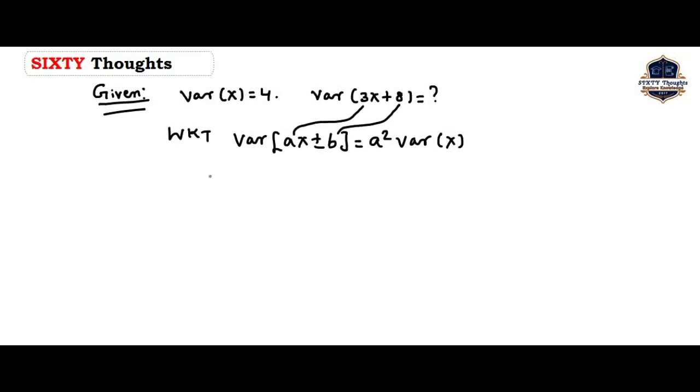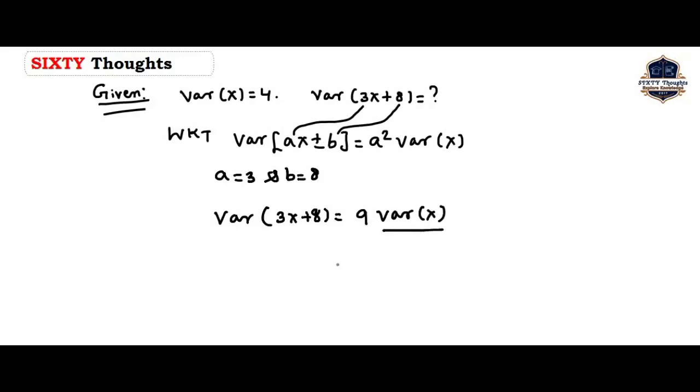What is the a value? a equals 3 and b equals 8. So using this property, we get variance of 3X plus 8 equals 3 square, that is 9, into variance of X. Variance of X is given as 4. So 9 into 4, 9 fours are 36. Therefore, variance of 3X plus 8 equals 36.